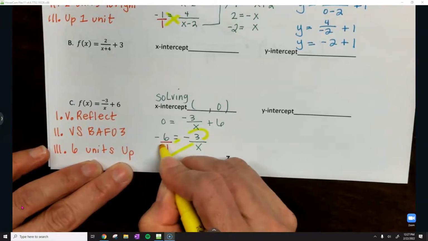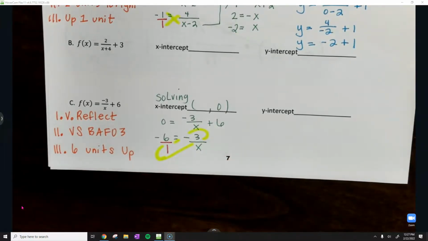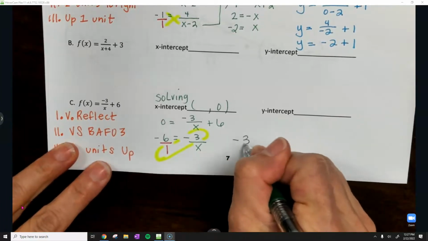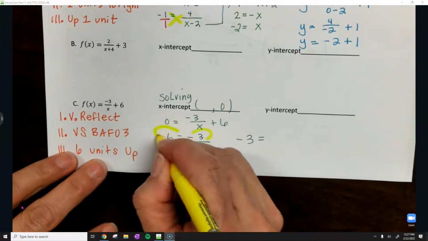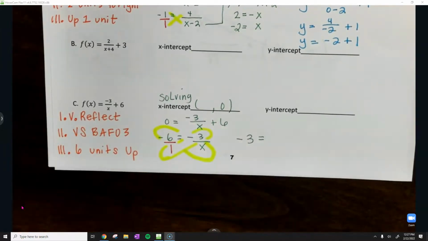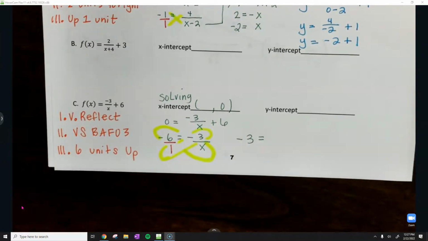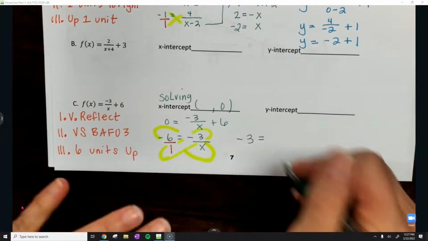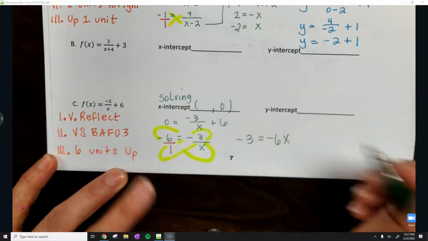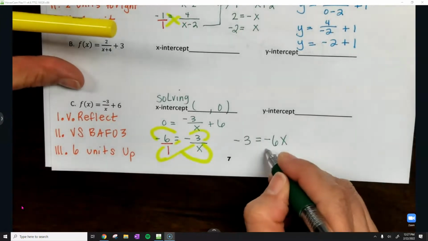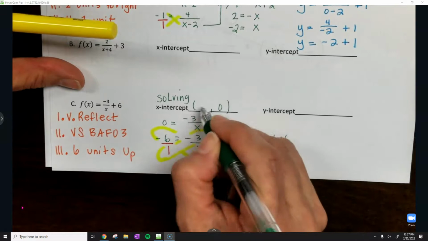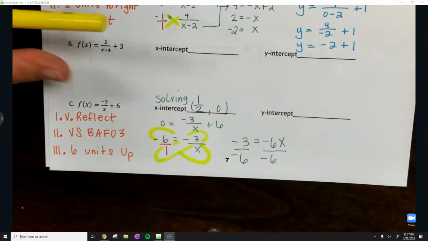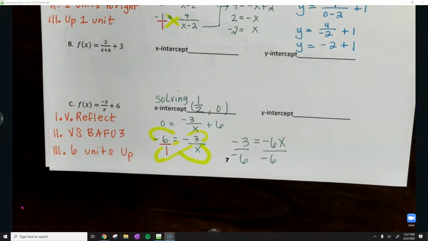So a 1 times a -3. That's going to be a -3. I'm going to recopy the equal sign, and now I'm going to multiply the other two terms together. And that's going to be a -6 times x. You guys just solve for x. So we're going to divide both sides by a -6. So our x-intercept is a +1/2.